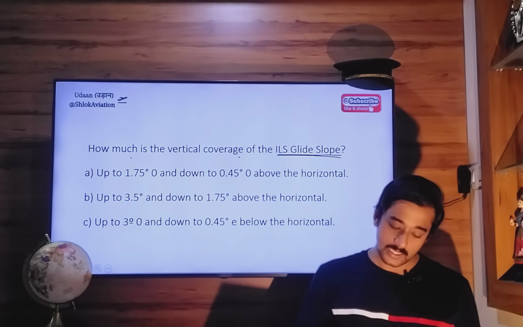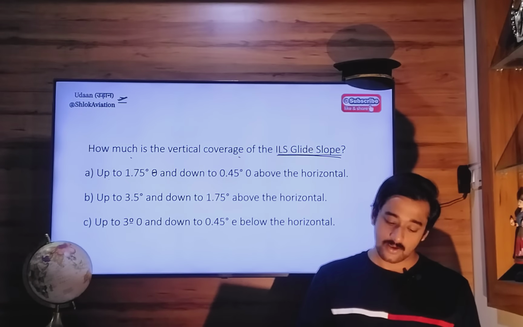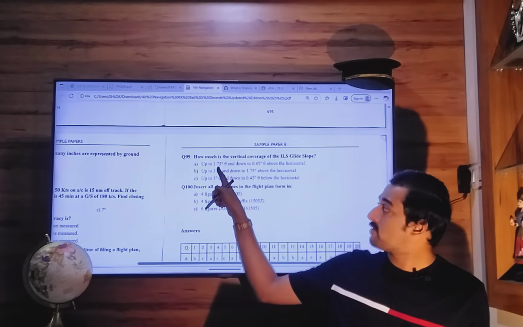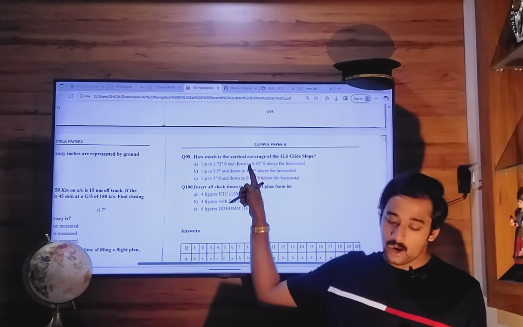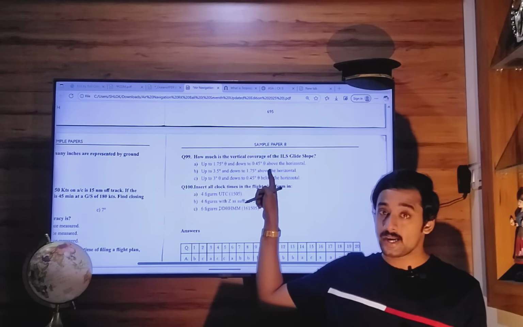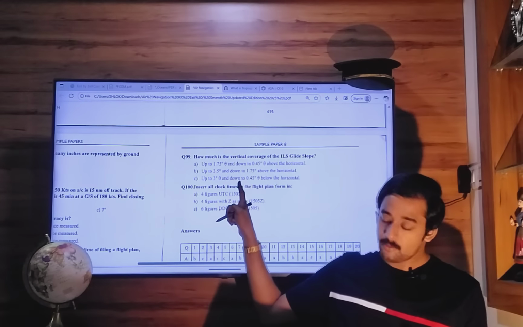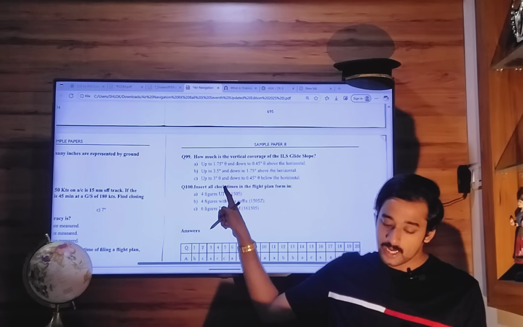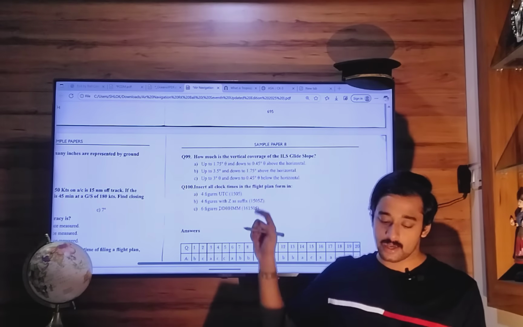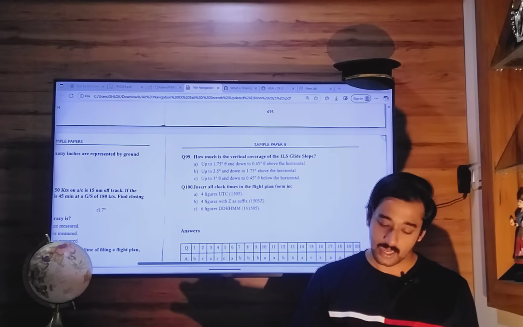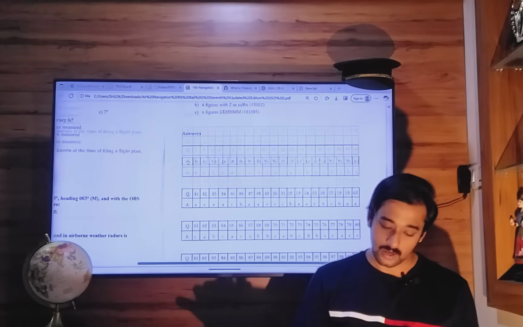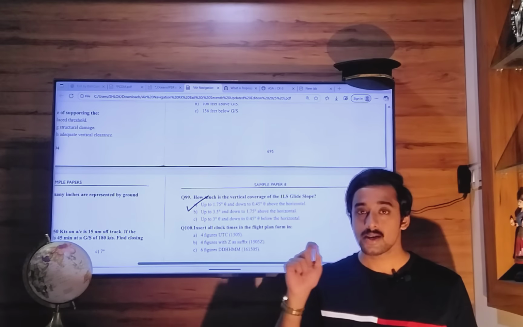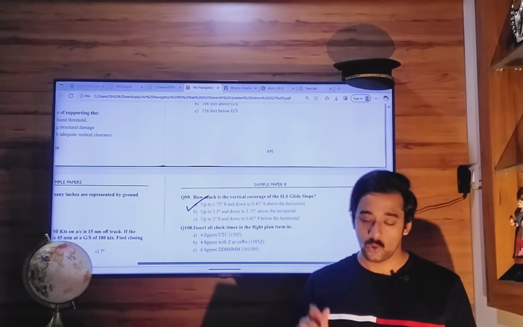So this is theta, up to 1.75 theta up, and 0.45 theta down. Up to 3.5 degree and down to 1.75 degree is wrong. Up to 3 degree and 0.45 degree. So the correct answer is option alpha. 1.75 times theta is the upper limit, 0.45 theta is the lower limit.